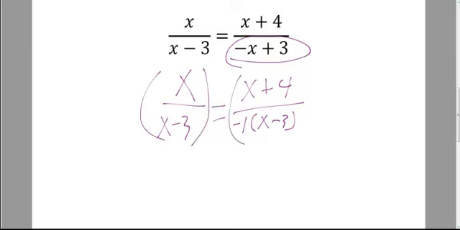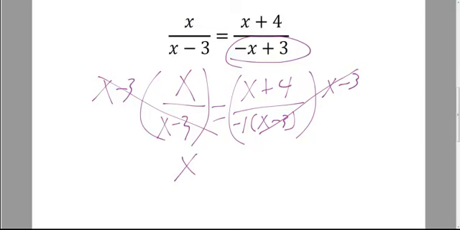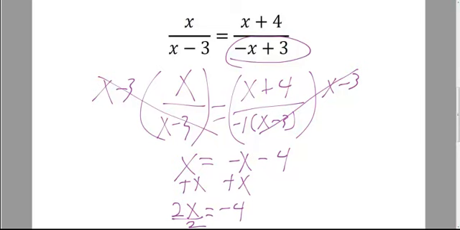So now I'm going to multiply both sides by x minus 3 to get rid of the denominator. Okay. And this is getting rid of my fractions. And so that's going to give me x equals negative x minus 4. And I'm going to pick the left side to get my x because we don't have a number there. We'll have 2x equals negative 4. Divide both sides by 2. And that will give me x equals negative 2. That should be my answer.